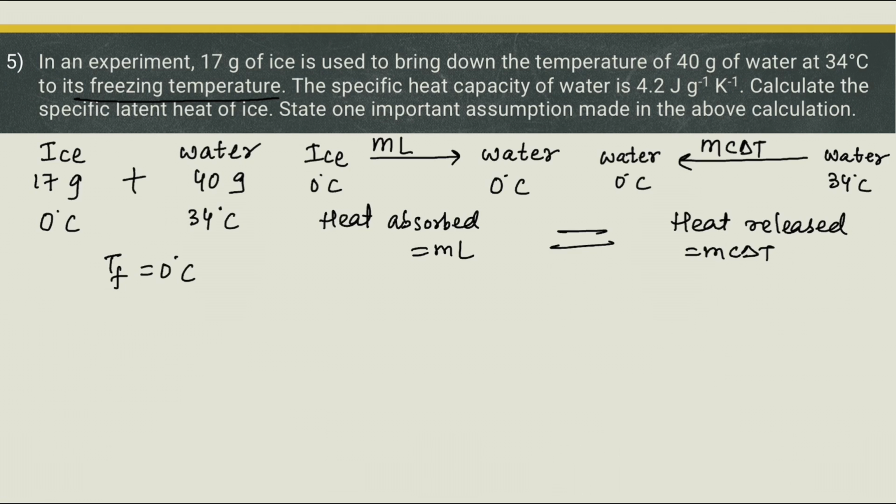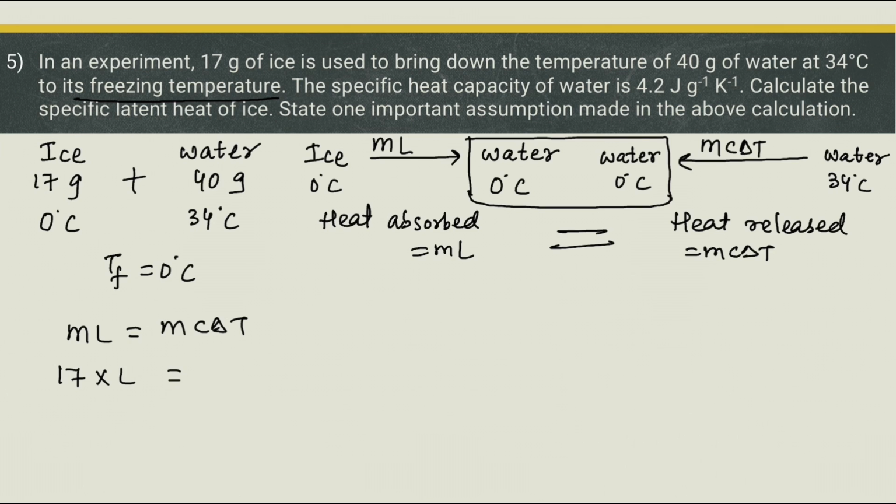Remember one more thing, that ultimately, finally, if you see the mixture, the final end product is only water. Okay, end product is only water at 0 degree Celsius. Alright, so now since we know ml is equal to mc delta T, remember these two masses are different. The mass on the left side is mass of ice and the mass on the right side is the mass of hot water at 34 degree Celsius. So this is 17 gram.